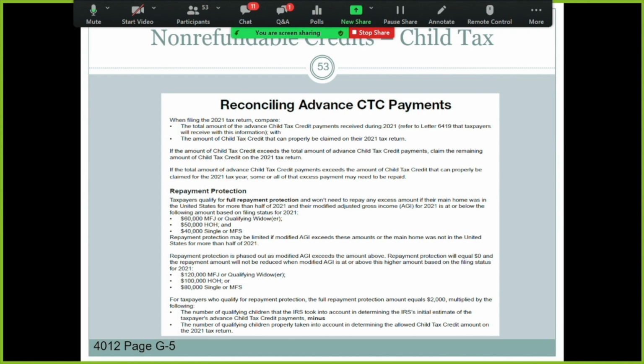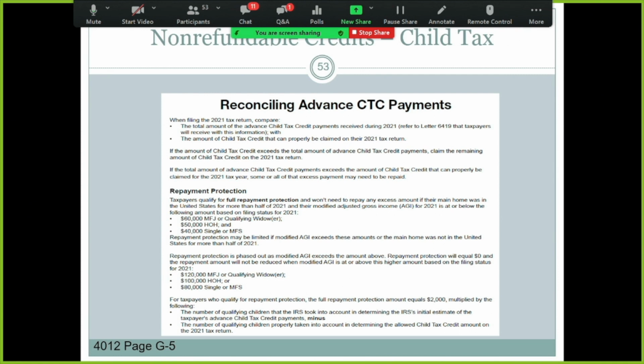Repayment protection is phased out as modified AGI exceeds the amount above. Repayment protection equals 0, and the repayment amount will not be reduced when the modified AGI is at or above the higher amounts based on the filing status for 2021. And those amounts are listed based on the filing status.